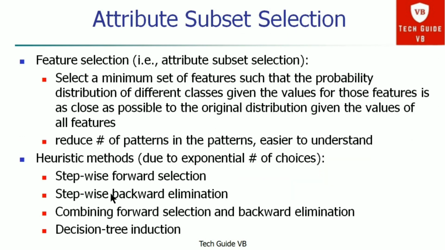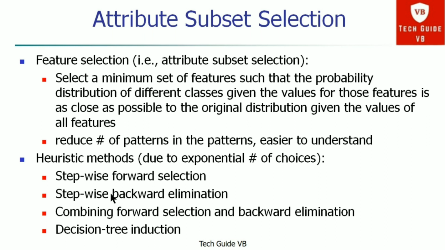Then the attribute subset selection, that is the feature selection here. Select a minimum set of features such that the probability distribution of different classes, given the values for those features, is as close as possible to the original distribution given the values of all features. That is, it reduces the number of patterns, making the patterns easier to understand.